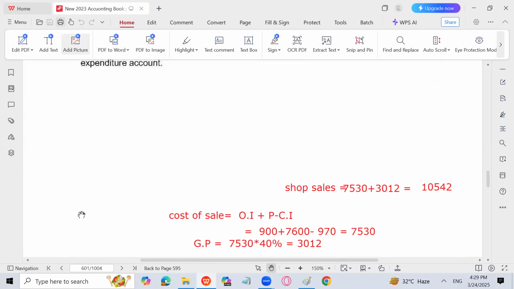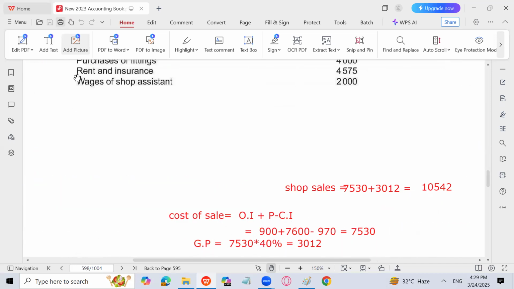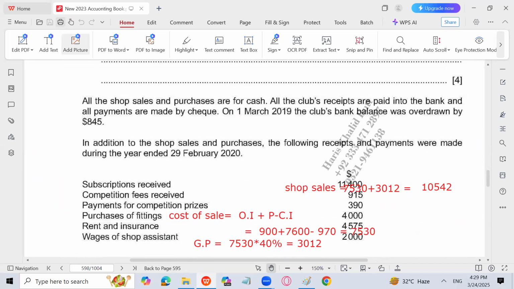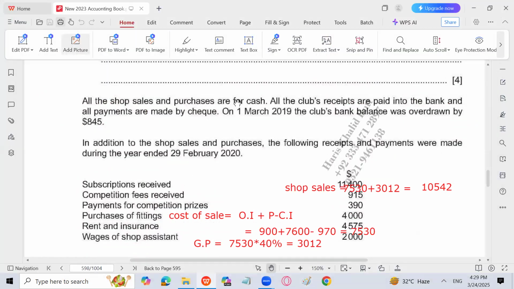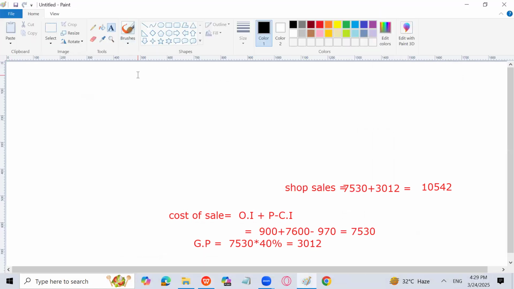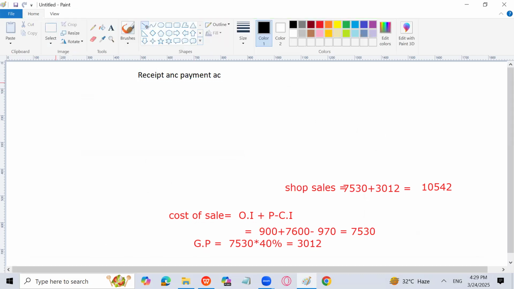So let's go back and prepare the receipt and payment account, which is quite easy. The receipt and payment account is basically a cash account. I will write here receipt and payment account, which, as I told you, is basically a cash account. It has never come in our O-level program, but it came in May/June 2022. After that, it has never come till now.